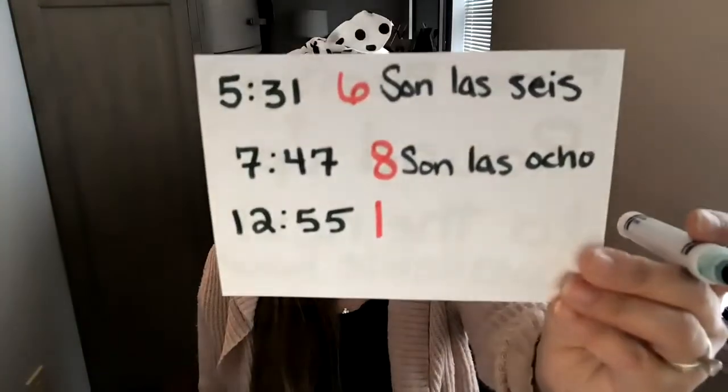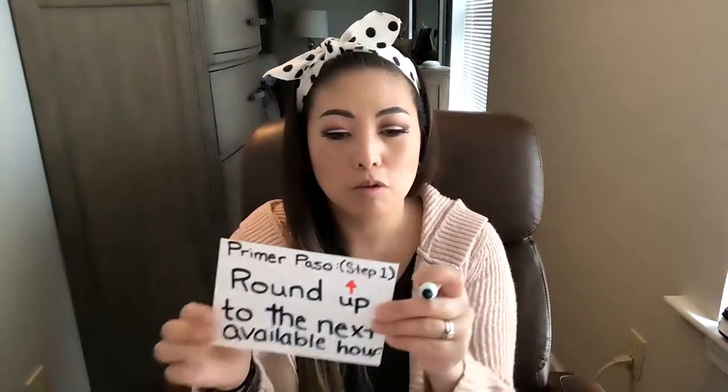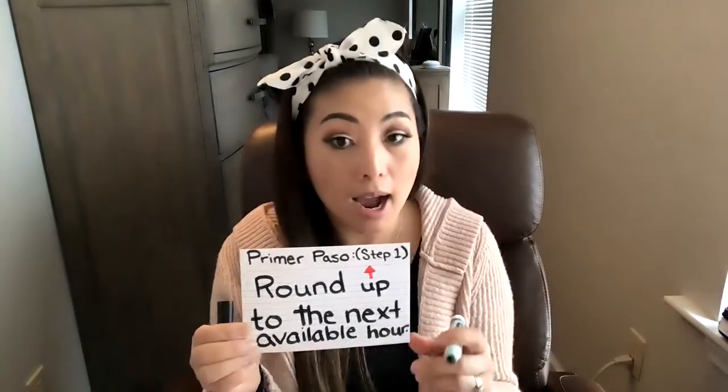And then for 12:55, why do you think I picked 12:55? I want you to remember a special rule that we learned yesterday. When you talk about what time it is, all of the hours take son las except for 1 o'clock times. So since we rounded up to 1, you should say not son las, but es la una. Okay? That's step 1. Primer paso. Round up to the next available hour.